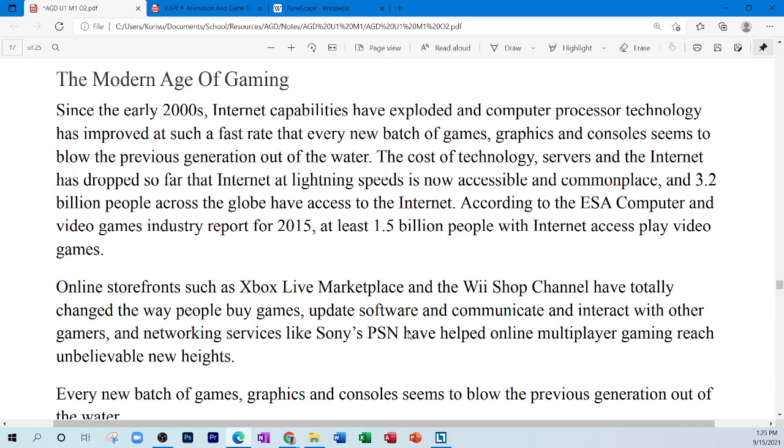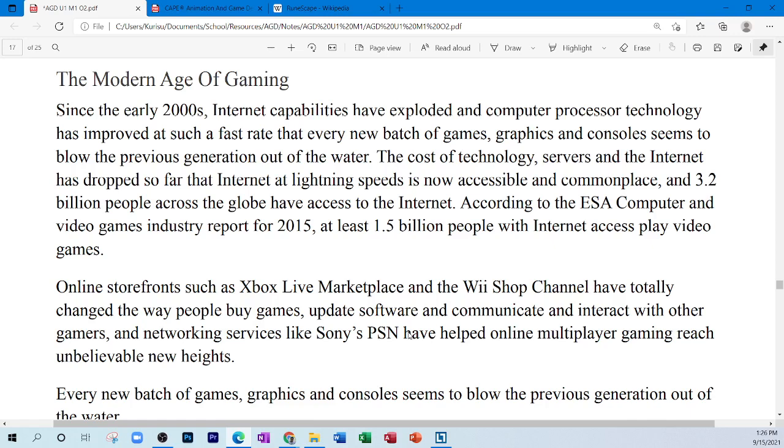Since the early 2000s, internet capabilities have exploded and computer processor technology has improved at such a fast rate that every new batch of games, graphics, and consoles seems to blow the previous generation out of the water. The cost of technology, servers, and the internet has dropped so far that the internet at lightning speed is now accessible and commonplace, and 3.2 billion people across the globe have access to the internet.